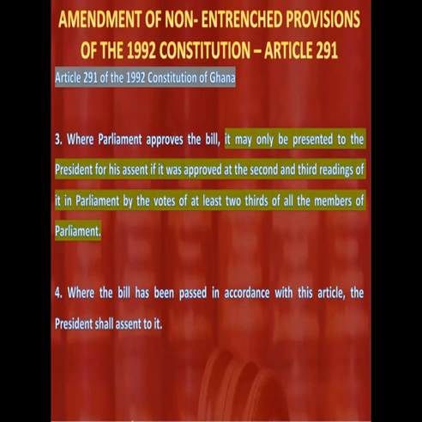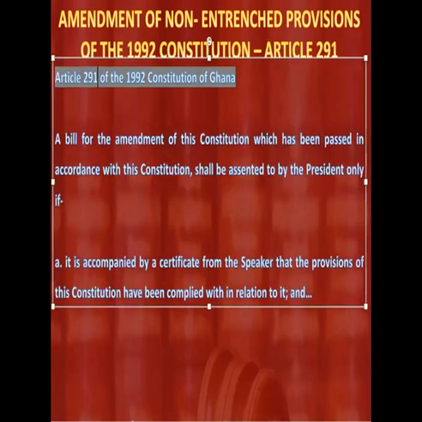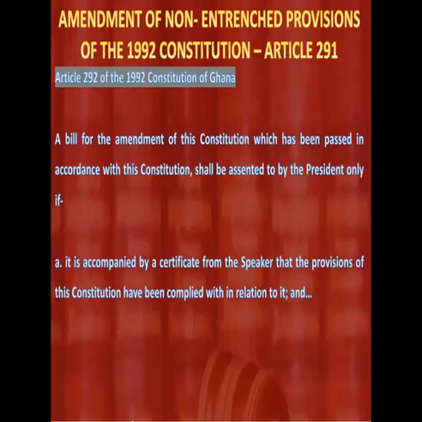Now, one critical issue that has arisen is that if you look at Article 290 of the Constitution, it only says that Parliament may, by an act of Parliament, amend any provision of the Constitution. Now, as to who must kickstart the process for compiling the views or the wishes of Ghanaians about what provisions they want to amend, whether it is Parliament or the executive, the Constitution is silent on it.